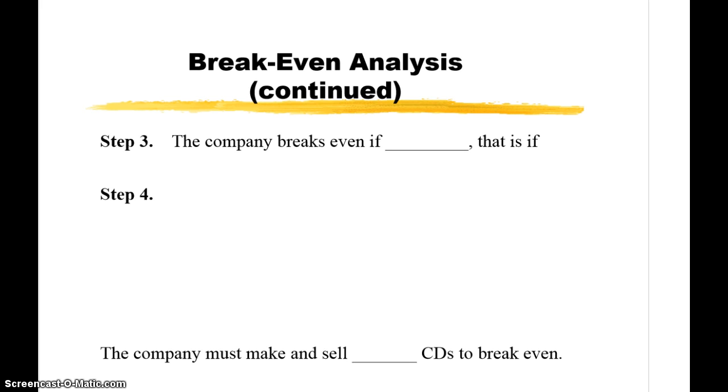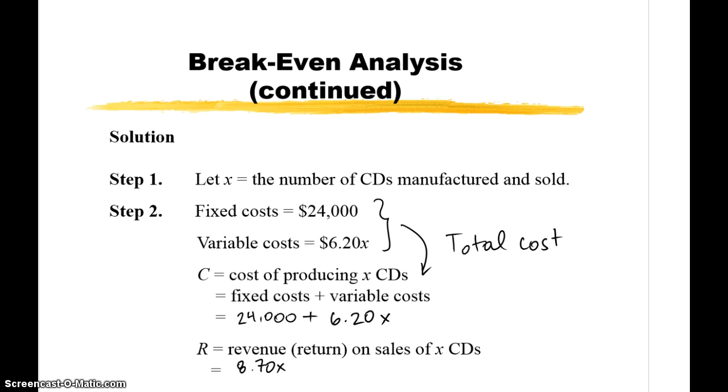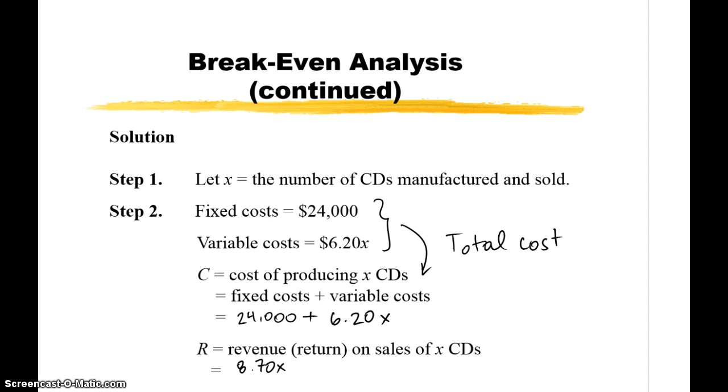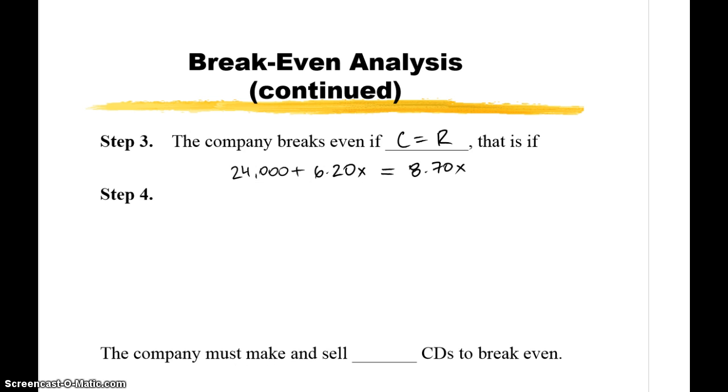And the company breaks even if cost equals revenue, right? That is, if those 2 expressions for cost and revenue are equal to each other. So once again, from the previous slide, cost is 24,000 plus 6.20x, and that's supposed to equal revenue, which was 8.70x. I'm just going to back up one more time to show you 8.70x equals 24,000 plus 6.20x. Well, in step 4, we simply solve this equation for x. Now we have one equation, one unknown, which relates cost and revenue, and we use that to solve for x.